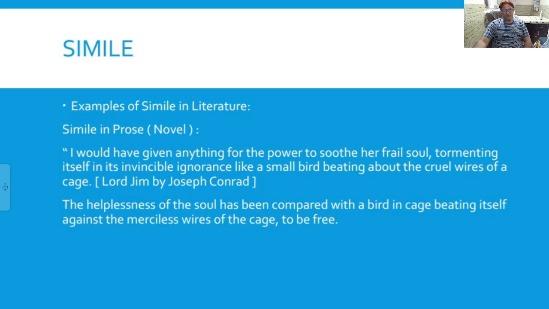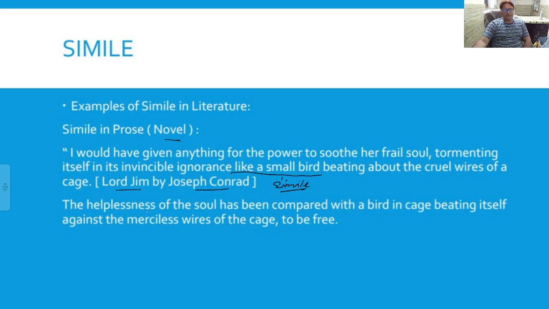Now, a prose example of the simile from a novel. These lines have been taken from Lord Jim by Joseph Conrad: I would have given anything for the power to soothe a frail soul, tormenting itself in its invincible ignorance like a small bird, beating about the cruel wires of a cage. So this is the use of simile. Now the thing is clear that even novelists use simile to make their writings more expressive, more beautiful.